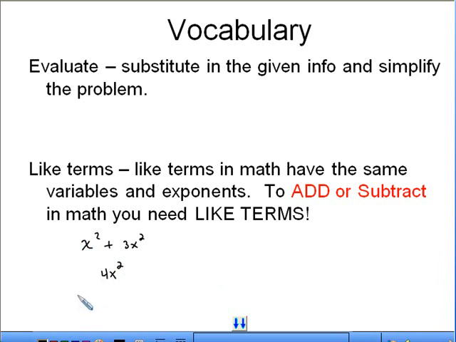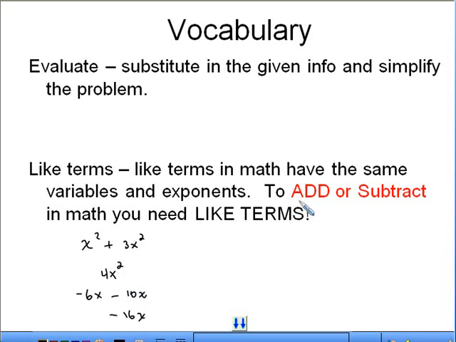The same way if, let's say you wanted to add negative 6x minus 10x, you combine these because they're like terms. They both have an x, and the exponent is an imaginary 1. So this will give you negative 16x.